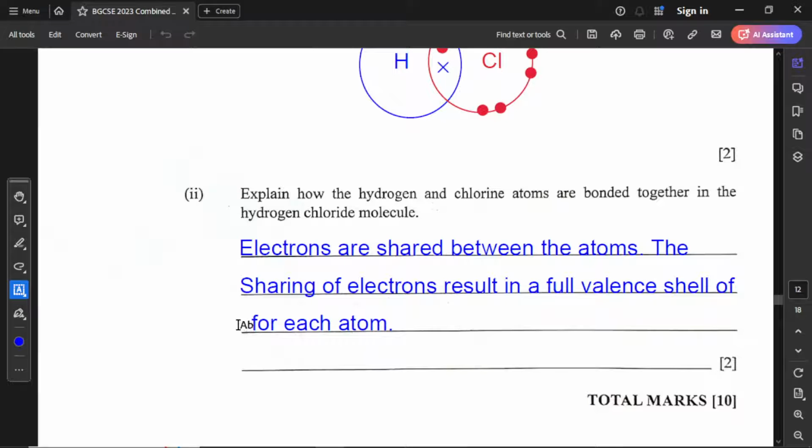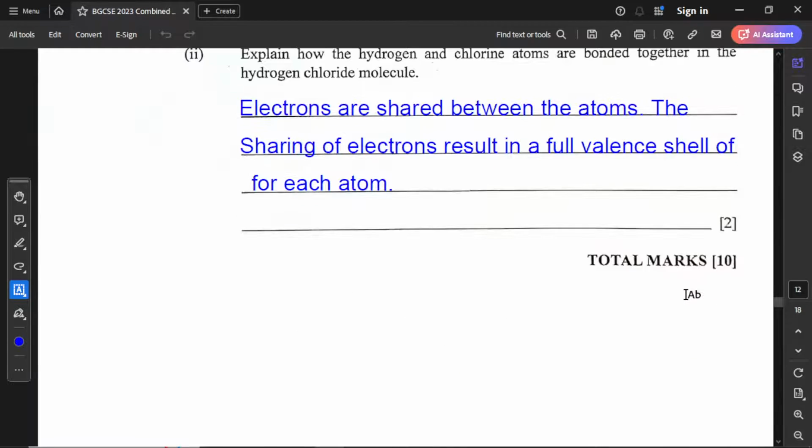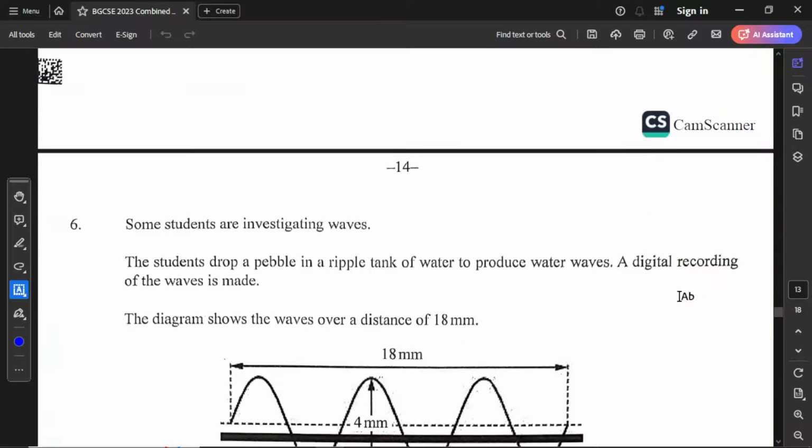So let's take out the word for right here. I'm not going to change it so everything may disappear. All right, so yes. So the valence shell for each atom will become full.